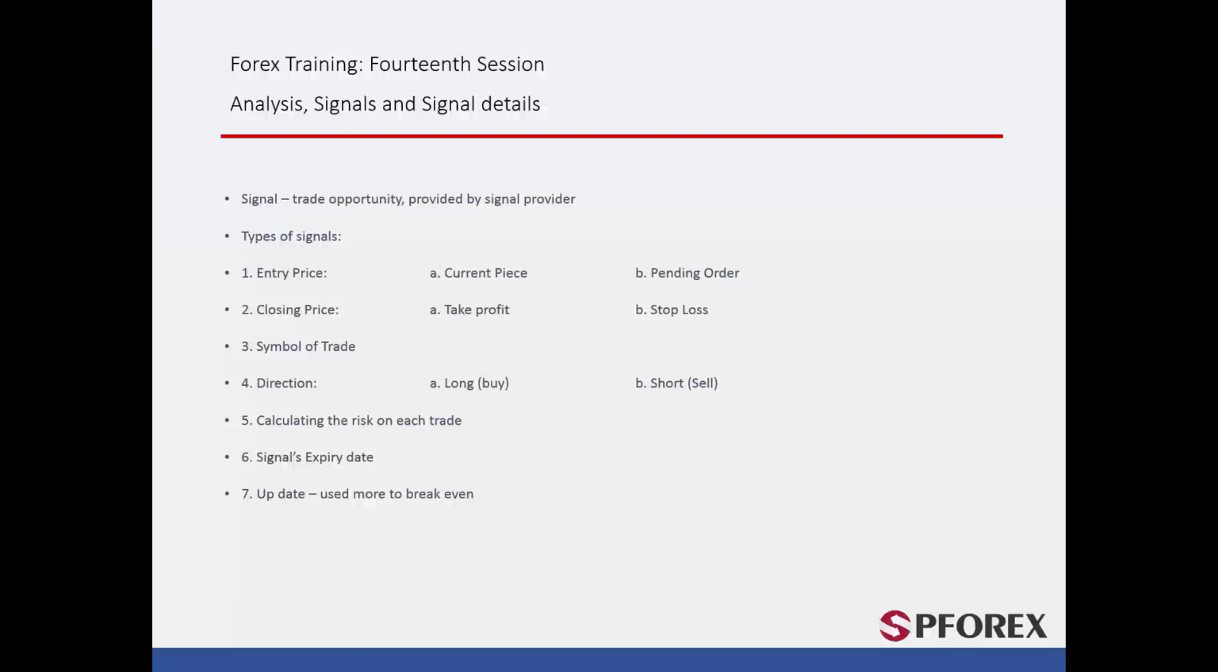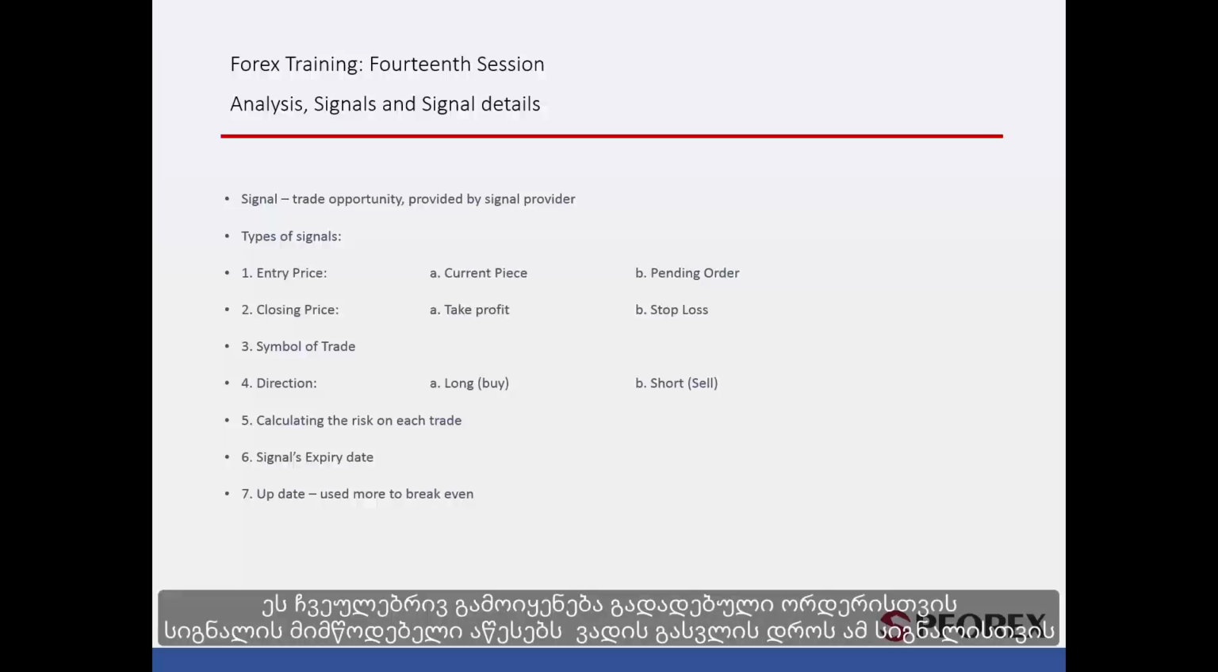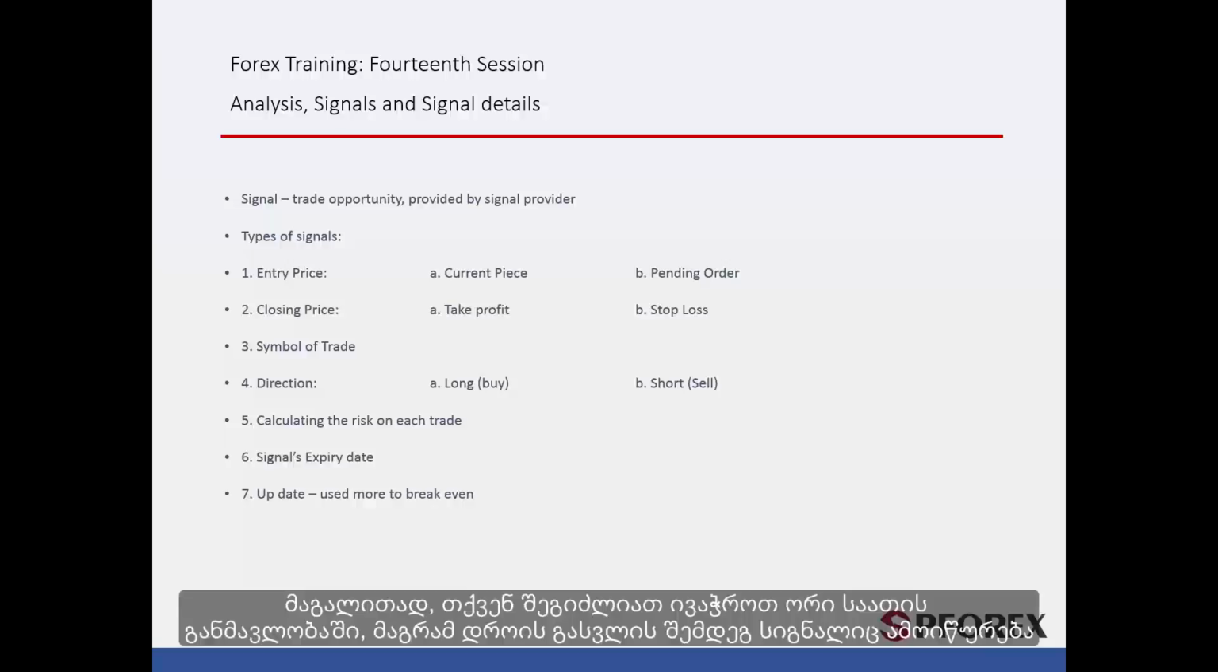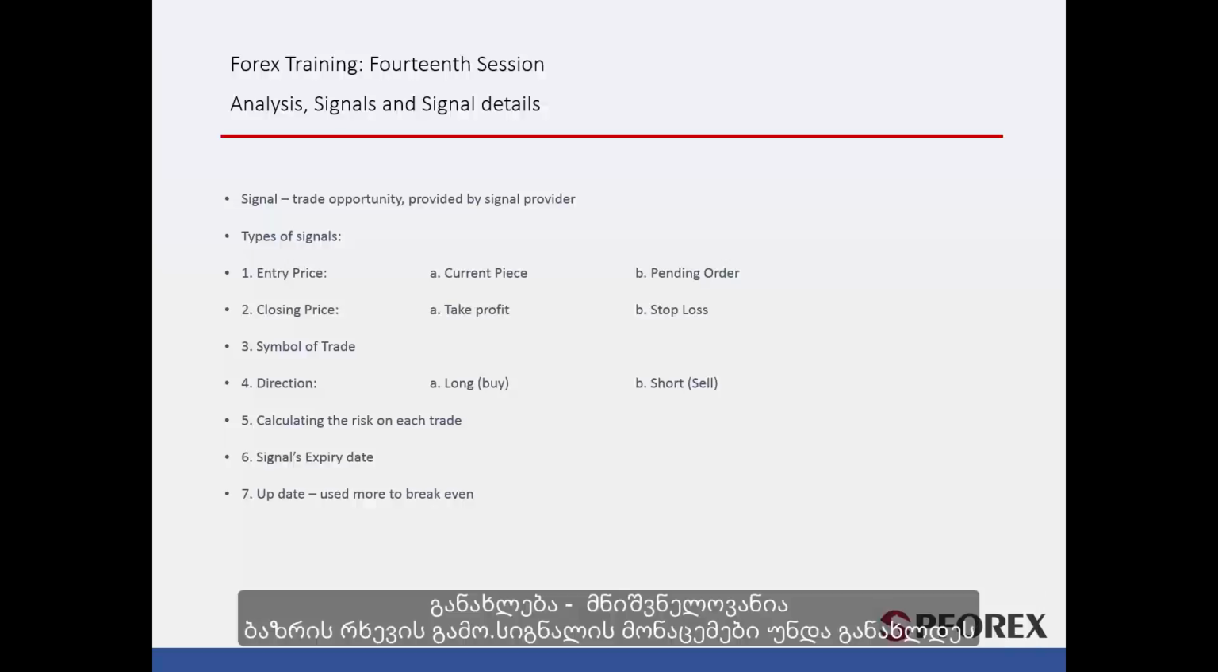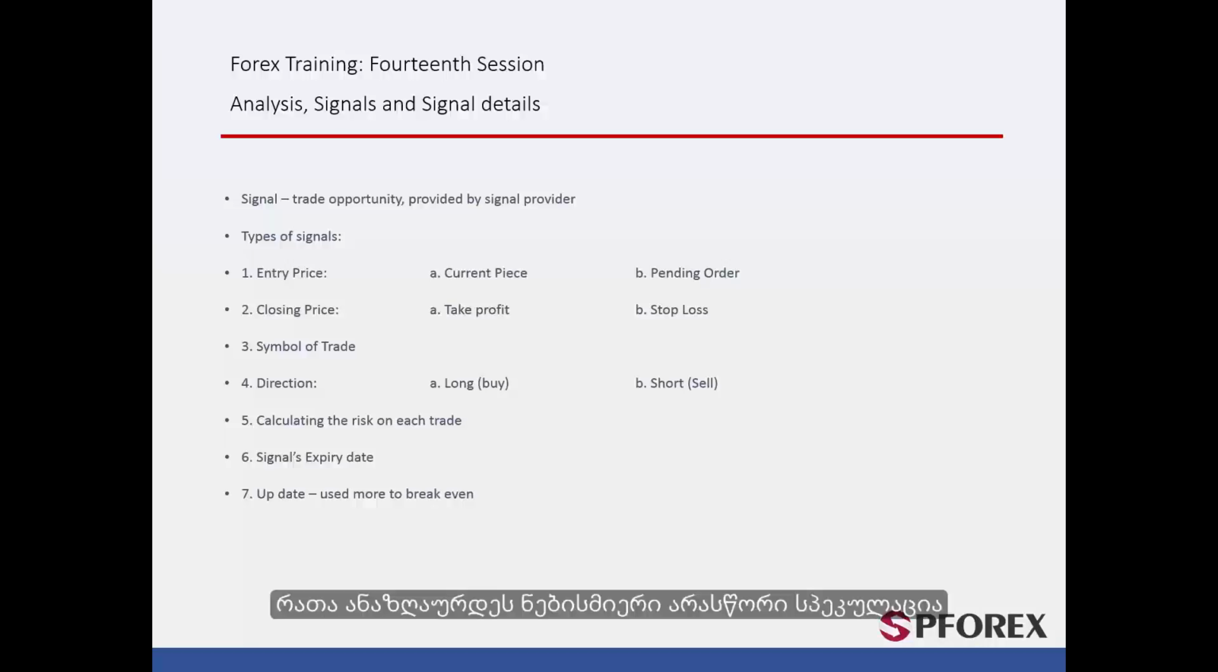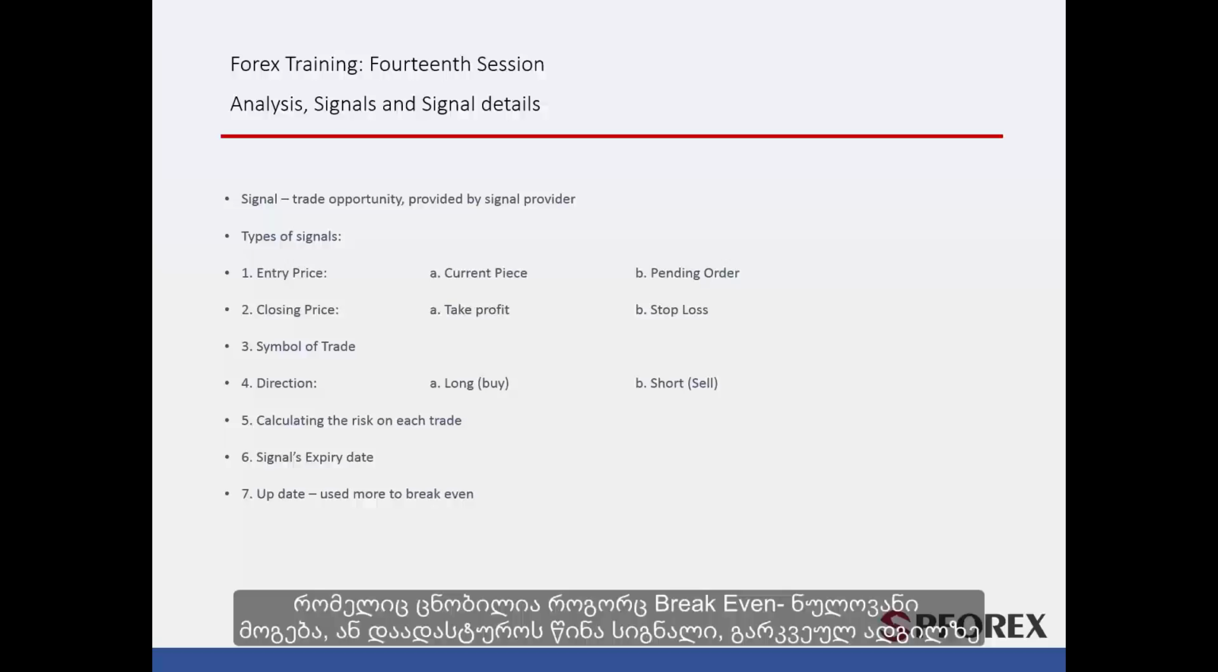Expiry date. This is usually used for pending orders. A signal provider will set an expiry time for that signal. For instance, you may be able to make your trade within the next 2 hours, but after this time the signal will expire. This is important because of market fluctuation. A signal's data must be up to date to compensate any wrong speculation, known as break-even, or it may confirm the previous signals on that certain spot.